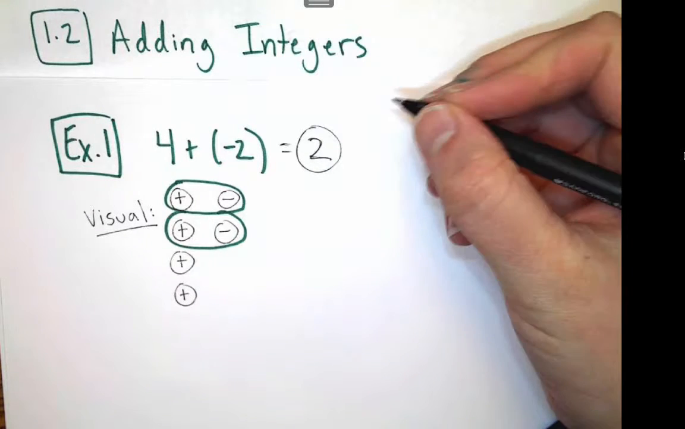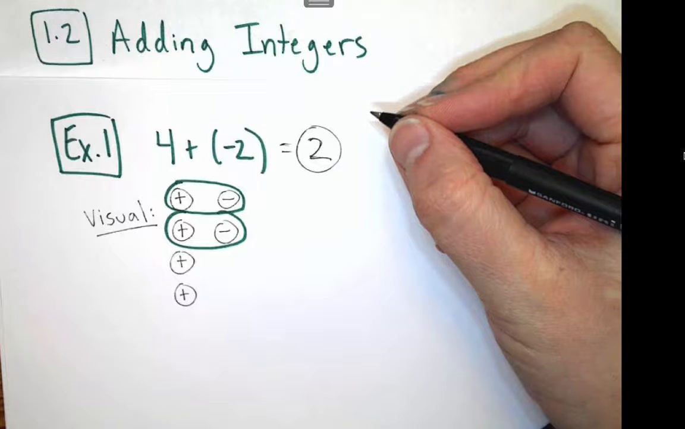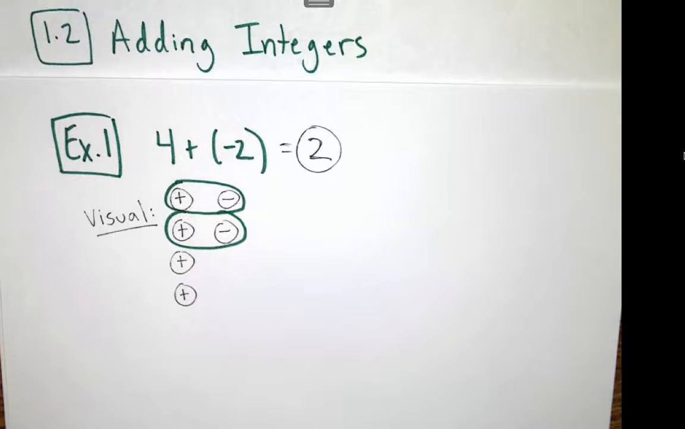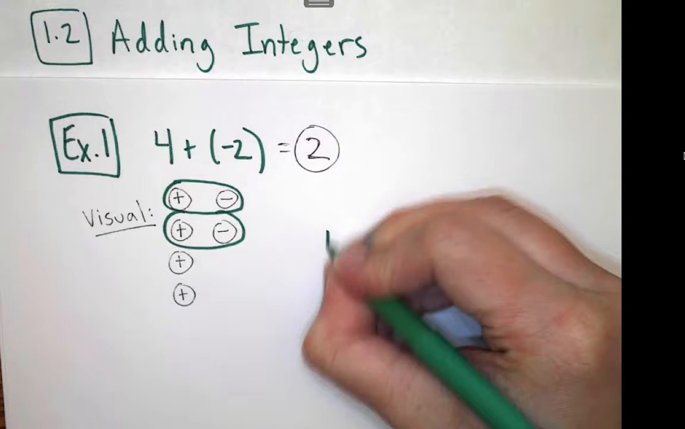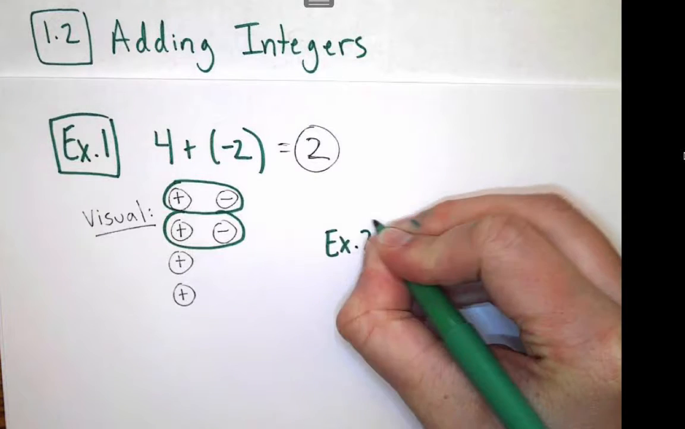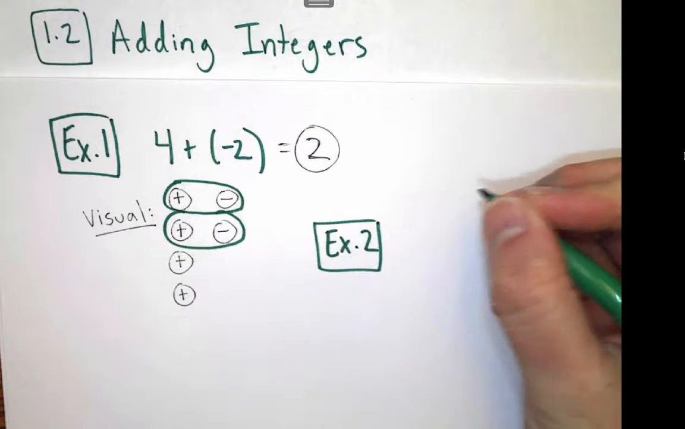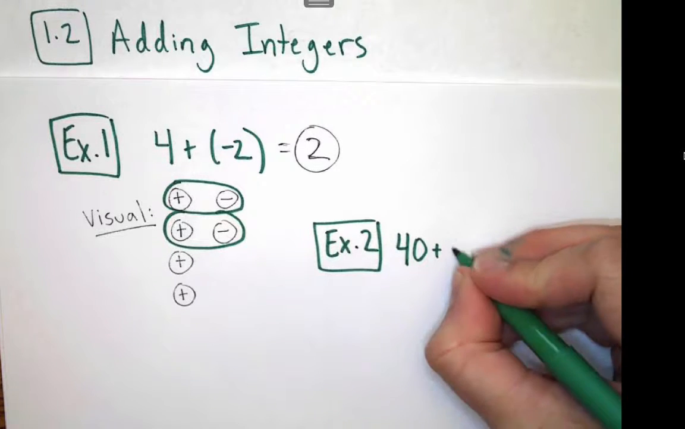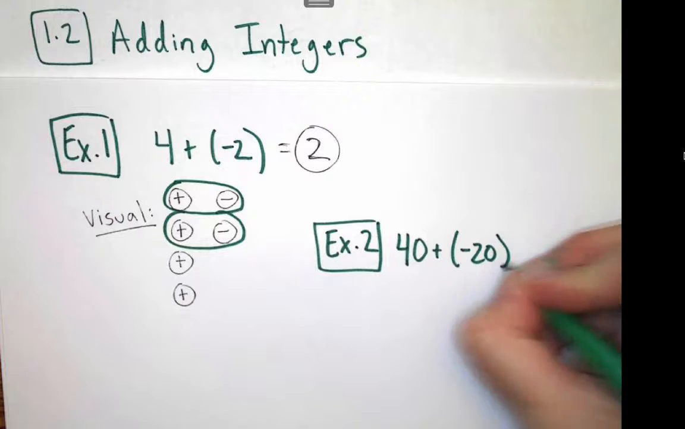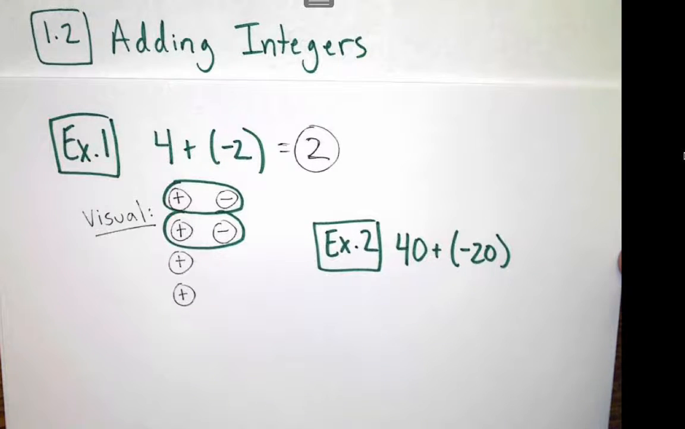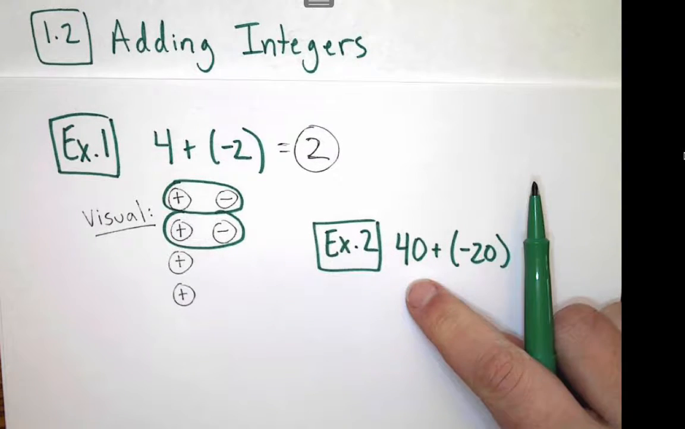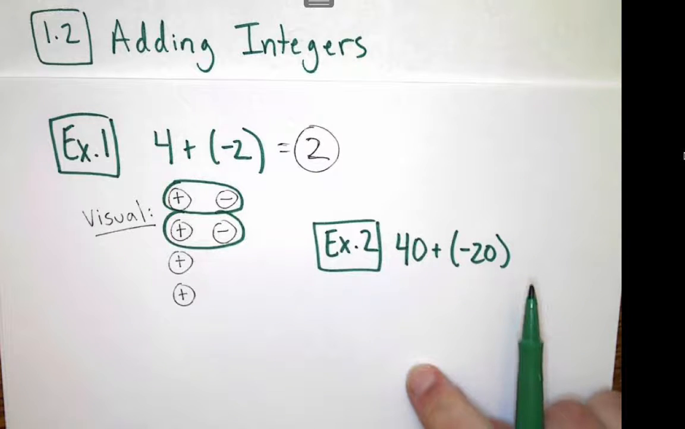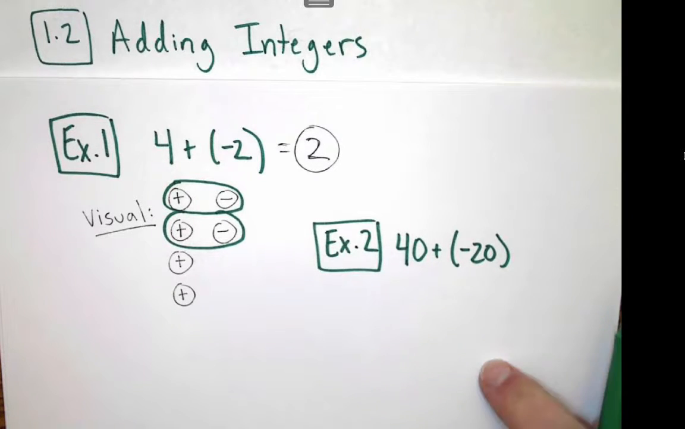And this process works really great. I mean, you could do this for every single problem if you really wanted to. But the struggle is going to be when we try to bump it up to a problem like this. Let's say I had almost the same problem, but it was 40 plus negative 20. Now I can make some guesses about what the answer would be, or I could draw a visual, but I would have to draw 40 positives and negative 20 would be 20 negatives. I really do not want to have to do that. That's a lot of work to draw all those positives and negatives.